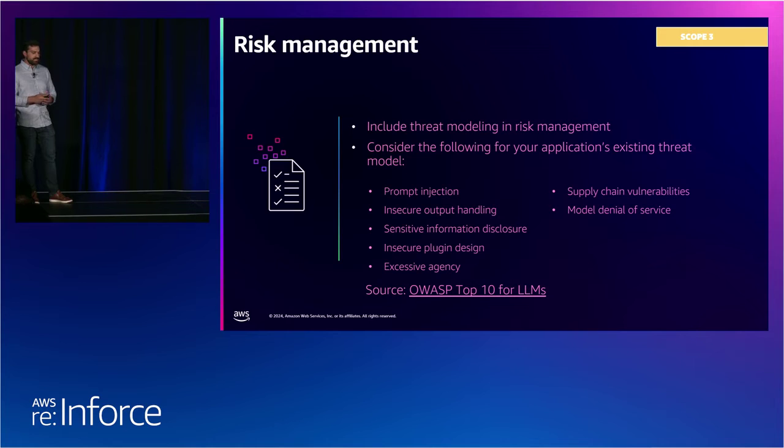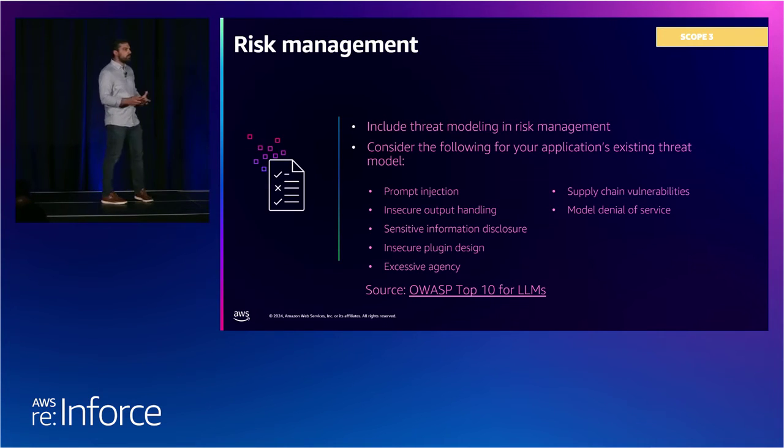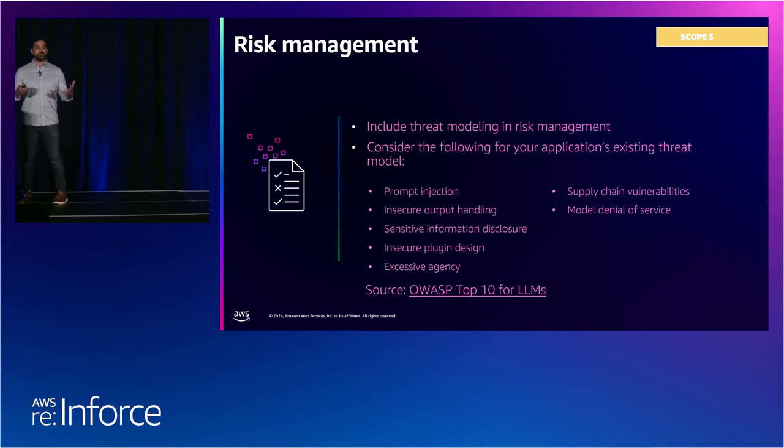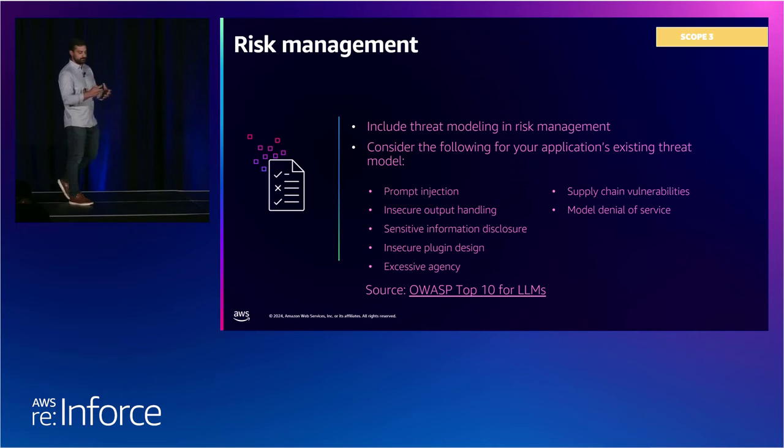Another example would be insecure plugin design. So more and more we see these models interacting with other downstream applications through things like agents or LangChain or plugins. And as you're threat modeling your particular application, it's critical that those things are also included in your threat model, because the LLM is ultimately communicating with those things to get them to do things within your environment.